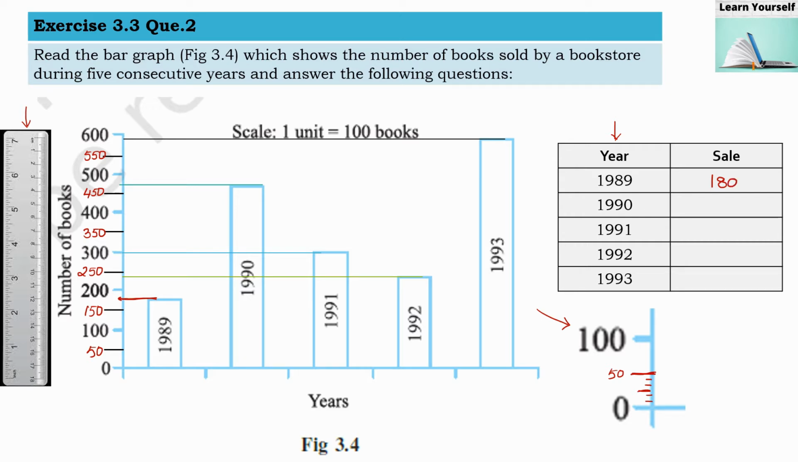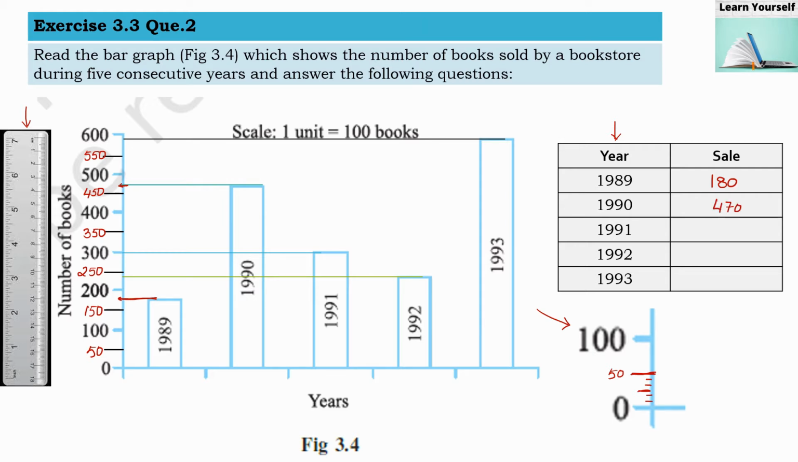Similarly for 1990, as you can see, that line lies over here. It's in between 450 and 500 but a little towards 450. So 450 plus 20 I am going to take. So it will give me 470. So in 1990 it is going to be 470.